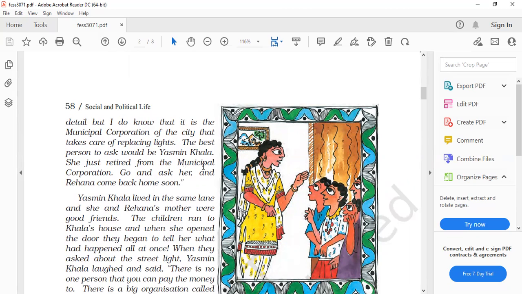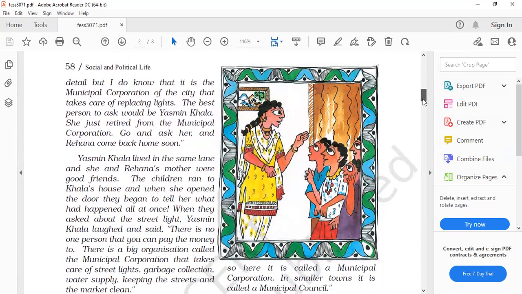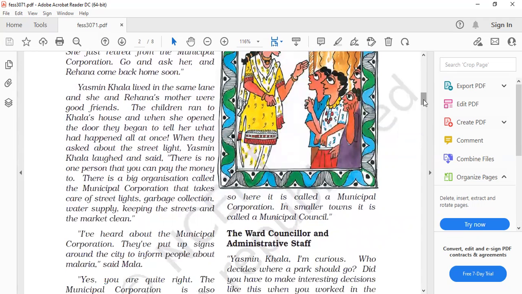And then the major question comes from the second paragraph. Here it is. That is, there is a big organization called the municipal corporation that takes care of street lights, garbage collection, water supply, keeping the streets and the market clean. So what type of functions are taken care of by municipal corporations? These are the main questions. So you can write it pointwise.